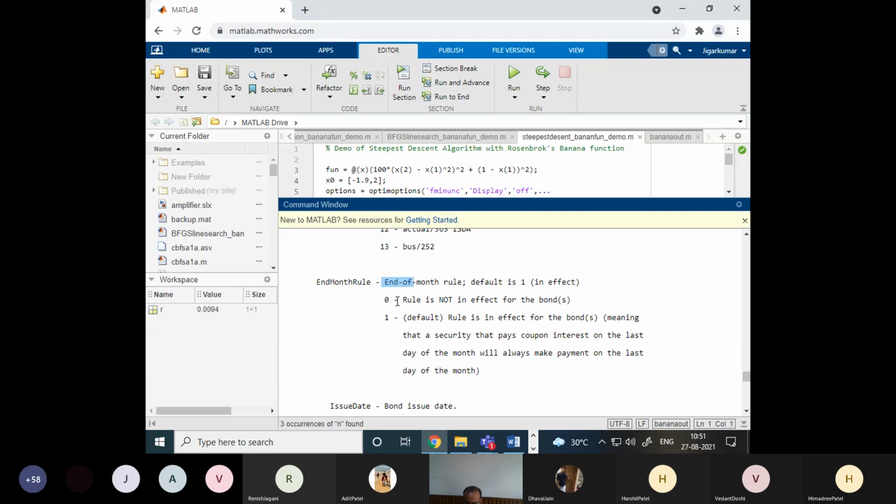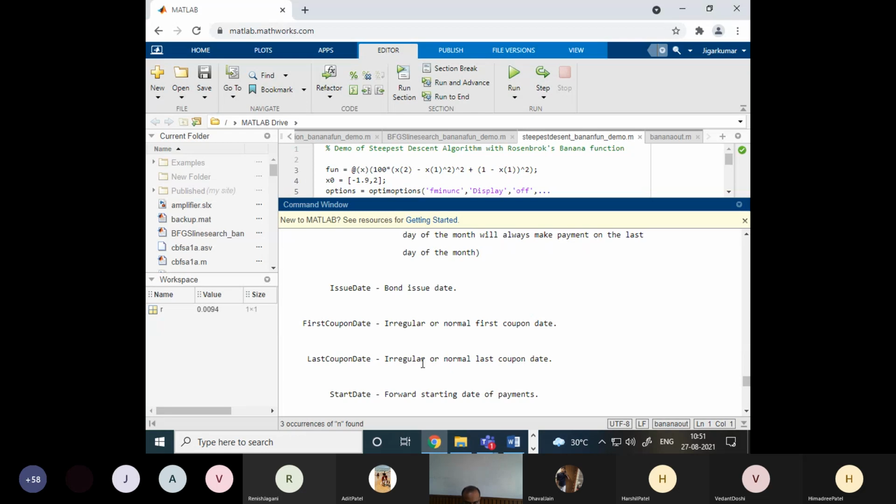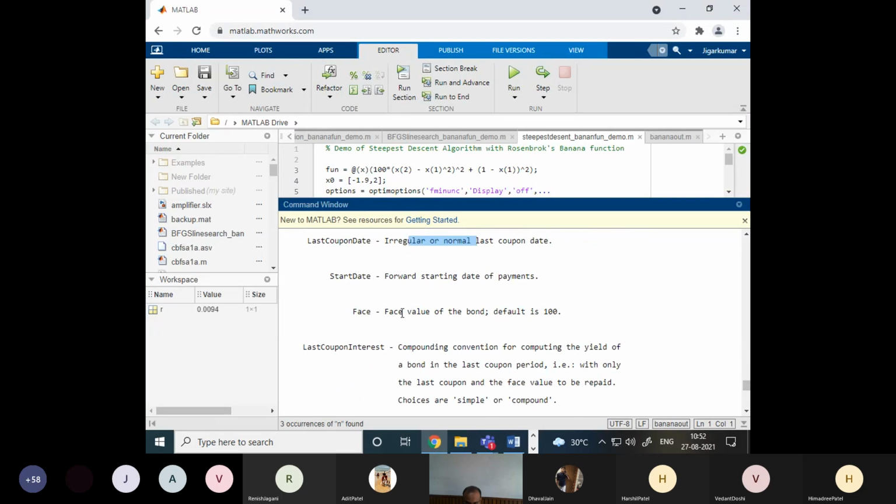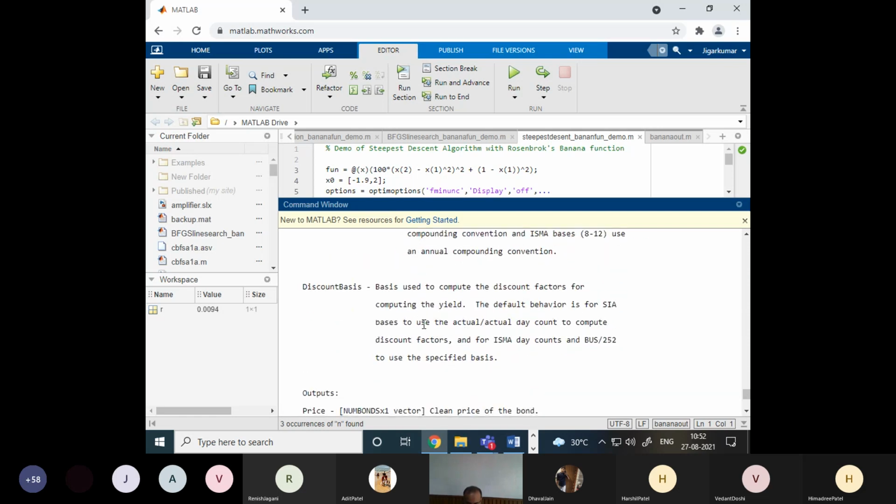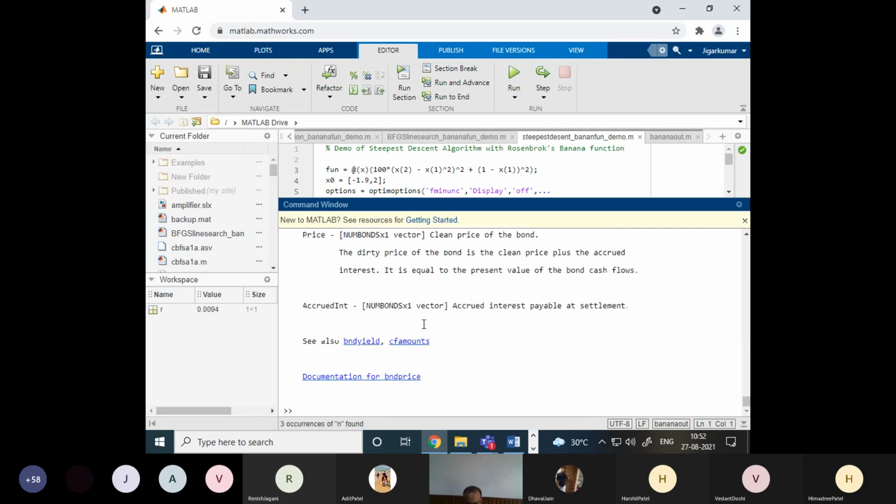For the end-of-month rule, we use the default value 1, right? So the security pays coupon on the last day of the month. Nobody will pay in advance. Then the first coupon date and last coupon date need to be specified in case of an irregular first coupon date, so that may need some time. Start date, right? And the face value. If we have that data available, we can provide it. There are so many other things which we can provide.